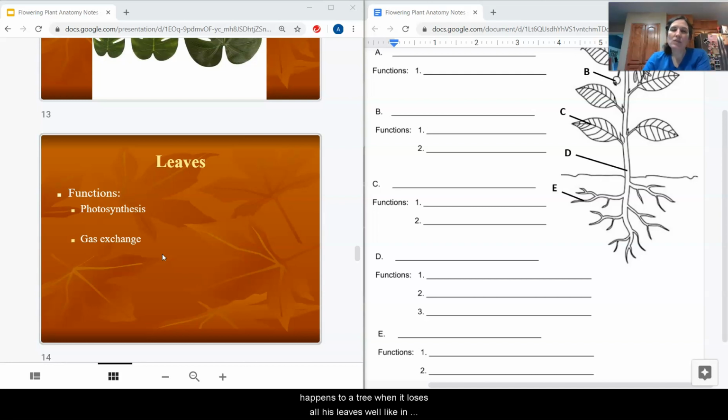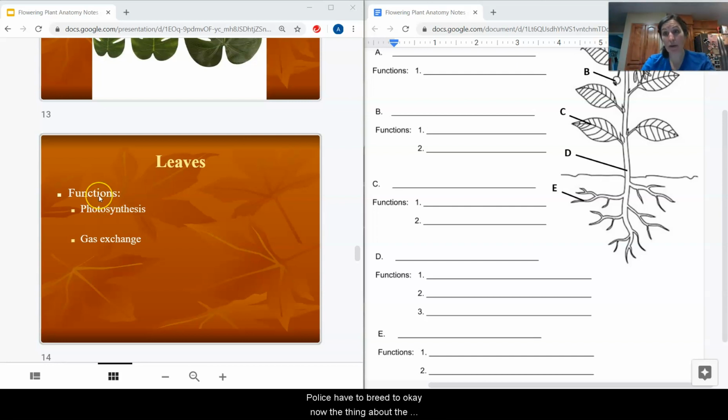So what happens to a tree when it loses all its leaves? Well, in the winter, if a perennial tree, which is going to come back next year, loses all of its leaves, it's because it's stored up enough food to get through the winter until the favorable conditions return, and then the leaves can come back and it can do more photosynthesis. Also, the leaf is where we're going to exchange gas, kind of like our respiratory system exchanges gas.